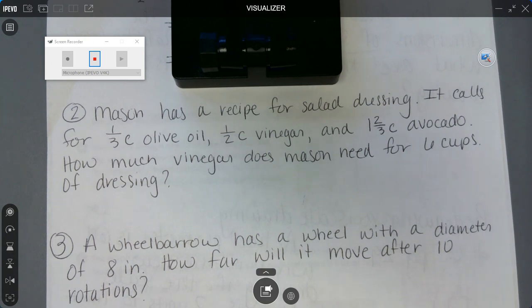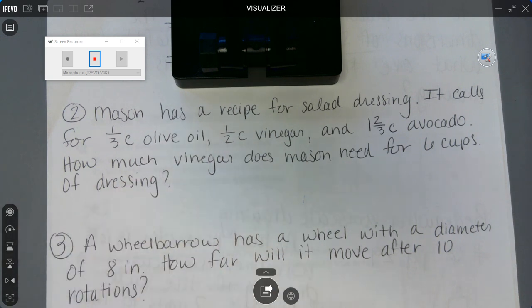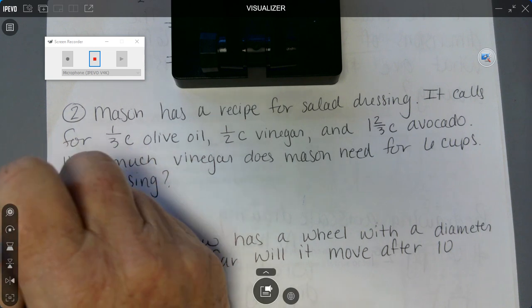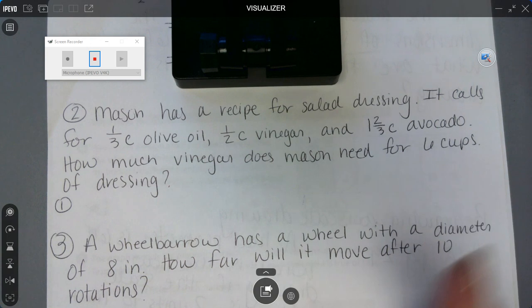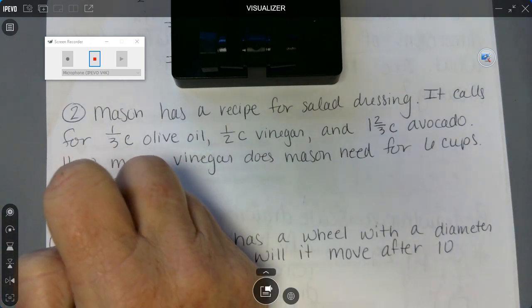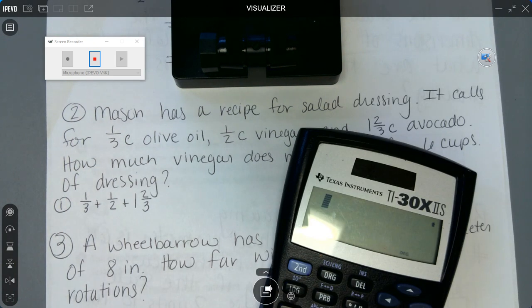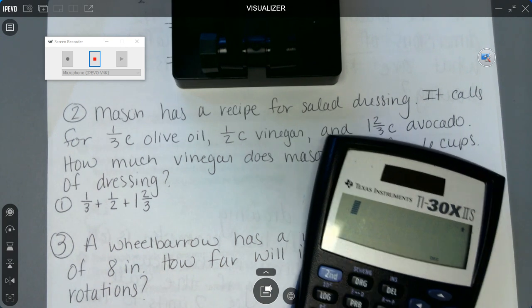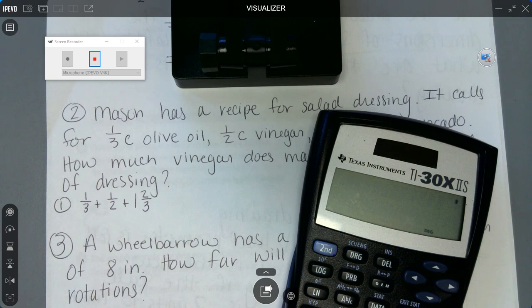The very first step in order to solve this problem is we need to find out how many cups this recipe actually originally makes. So the first step we're going to do is add up all of these parts of our recipe. So 1/3 plus 1/2 plus 1 2/3. Okay? And again, I'm not grading you on if you can add fractions today. I'm seeing if you can find out how many cups of vinegar we need for 6 cups.